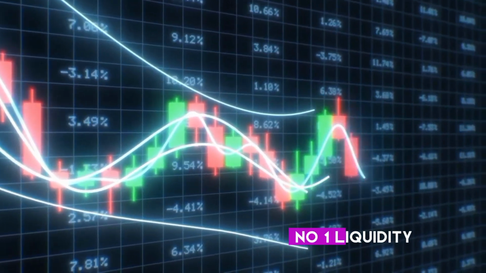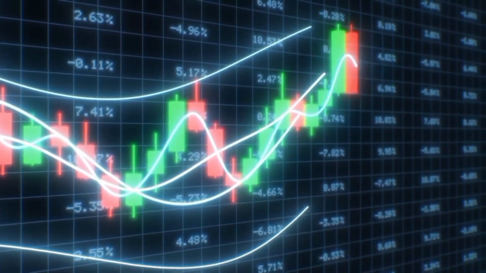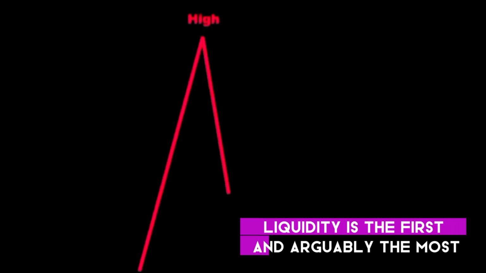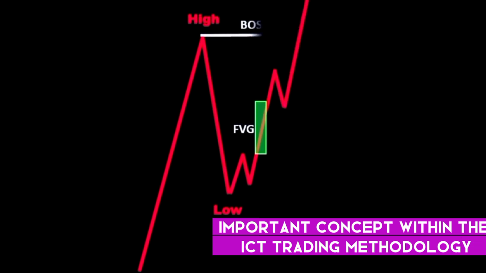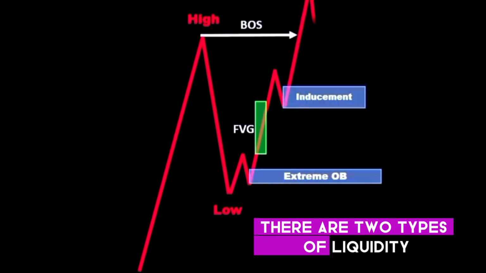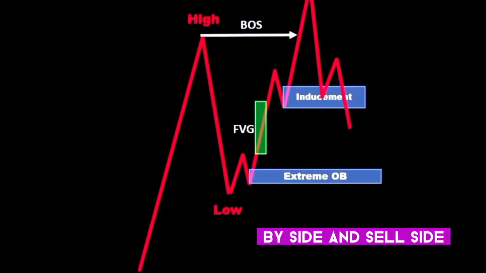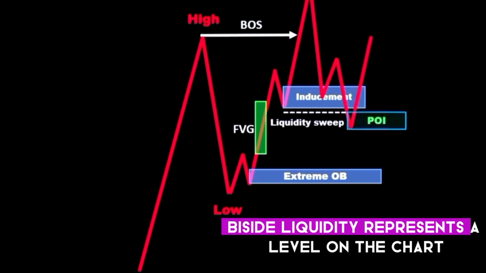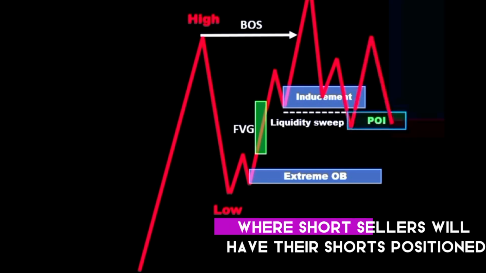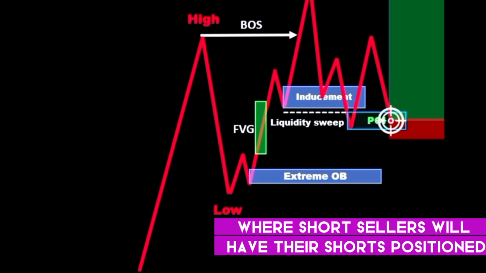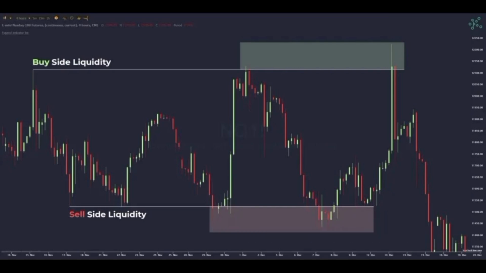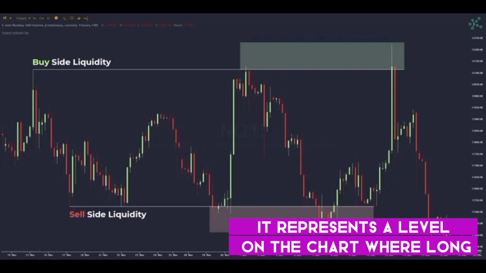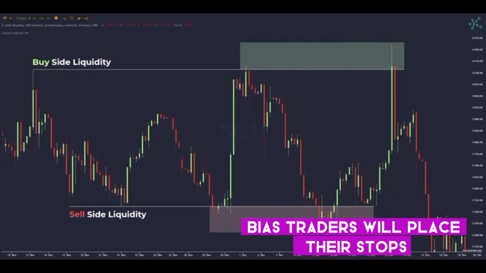Number 1. Liquidity. Liquidity is the first, and arguably the most important, concept within the ICT trading methodology. There are two types of liquidity, buy-side and sell-side. Buy-side liquidity represents a level on the chart where short sellers will have their stops positioned. Sell-side liquidity is just the opposite. It represents a level on the chart where long-biased traders will place their stops.